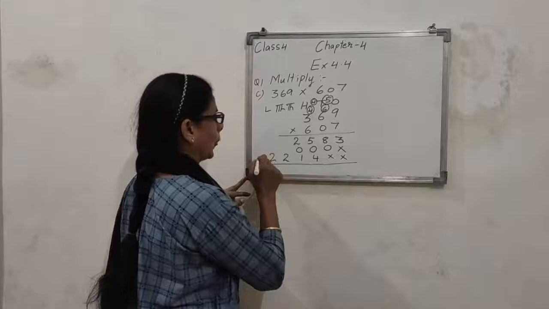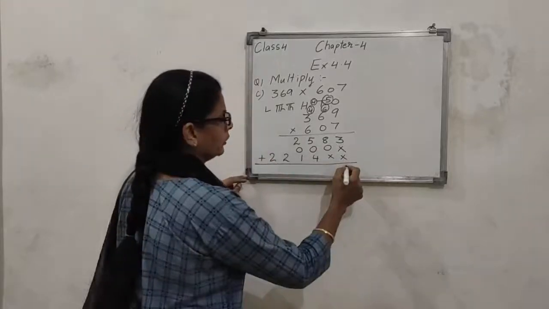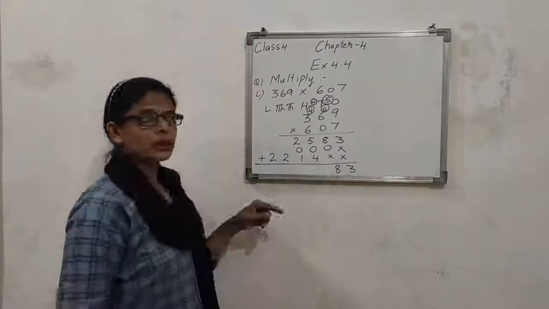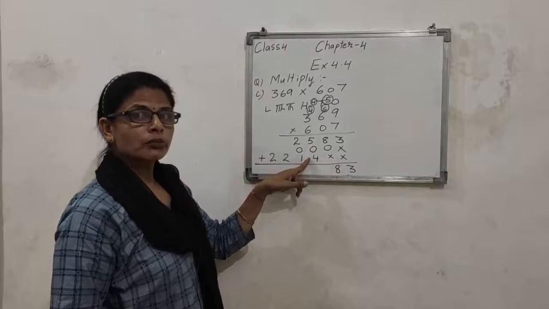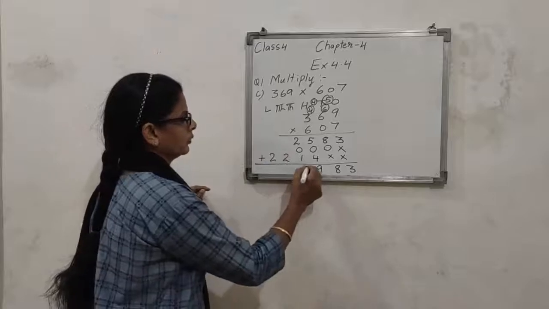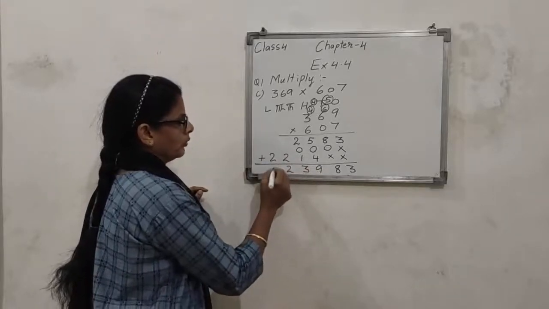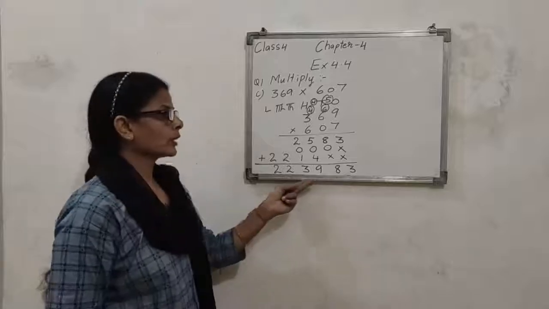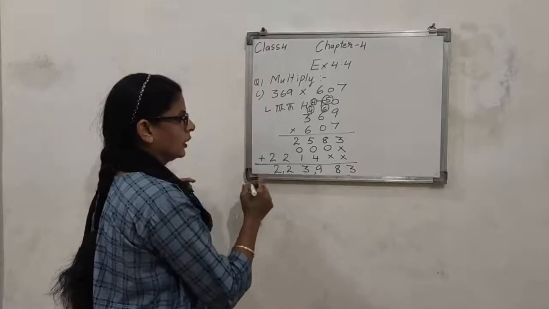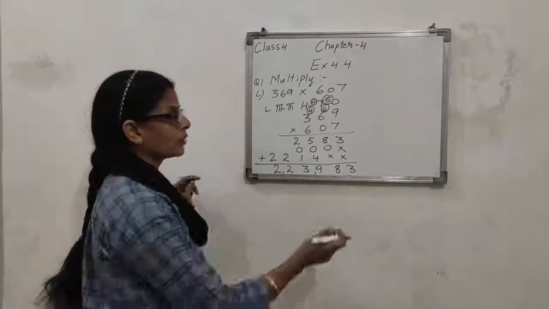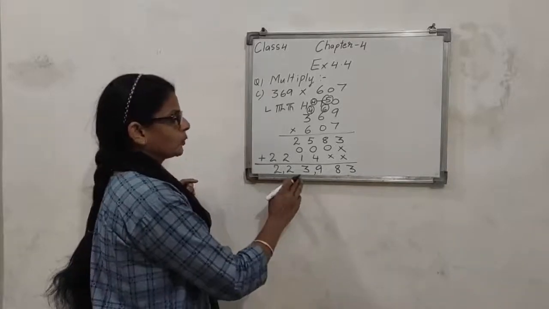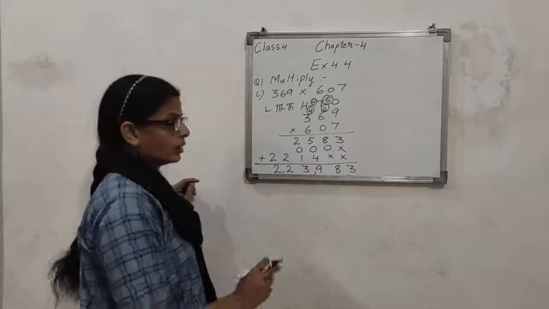3 plus cross is 3 only. 8 plus 0, 8 only. 5 plus 0 is 5 only. 5 plus 4, 9. 2 plus 1, 3. 2, here will be 2 only. Put commas according to the places, ones, tens, 100, 1000, 10,000, lakh. Always remember that we have to start from the right and go to the left side. 2,23,983.